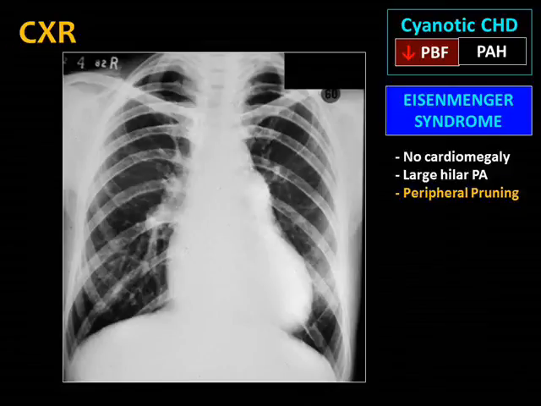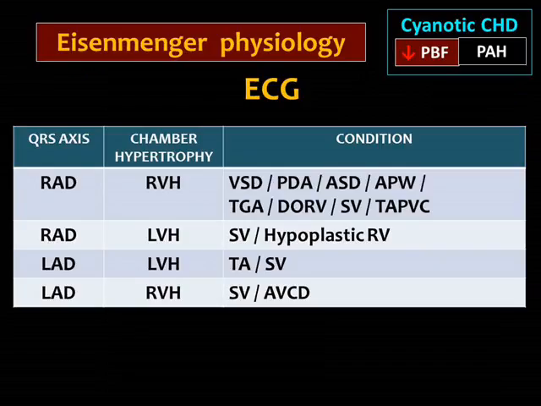Now this is a chest X-ray in a typical case of Eisenmenger physiology showing no cardiomegaly, large hilar pulmonary arteries, and peripheral pruning of the pulmonary vessels in the lung fields. What about the ECG? The ECG is not very helpful to differentiate among the lesions. Because of pulmonary hypertension, the ECG shows RAD and RVH in almost all the patients in this group. So a specific diagnosis is often not possible with the ECG alone.